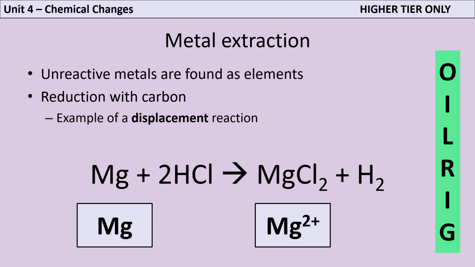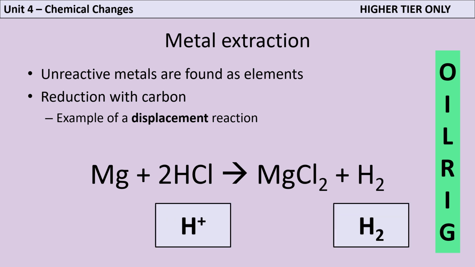If you think about just one element at a time, magnesium here goes from being magnesium atoms with no charge to magnesium ions with a 2+ charge. So because it's positive, that tells me that it's lost negative electrons and therefore it's been oxidized. Meanwhile, the hydrogen in the acid goes from being hydrogen ions with a positive charge to hydrogen molecules with no charge. So the hydrogen atoms have gained electrons, they have been reduced.